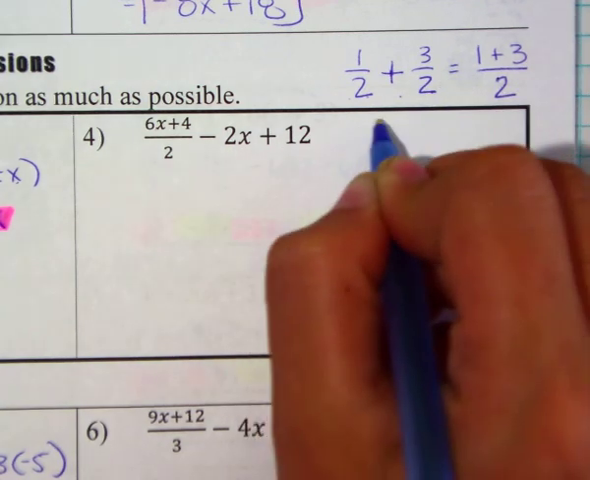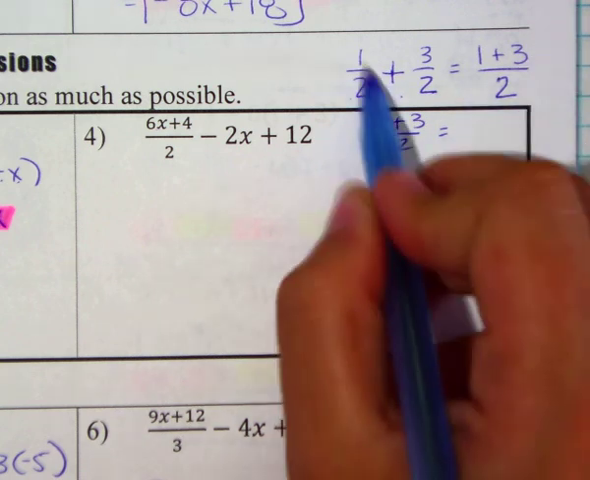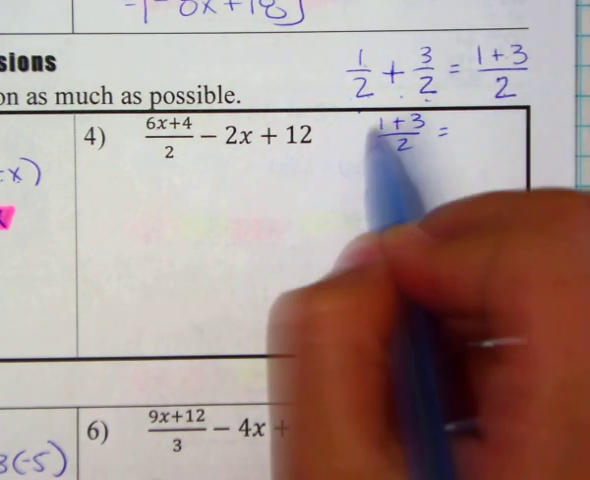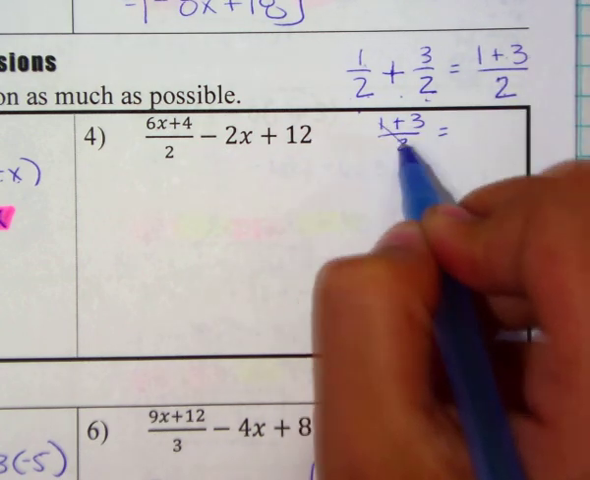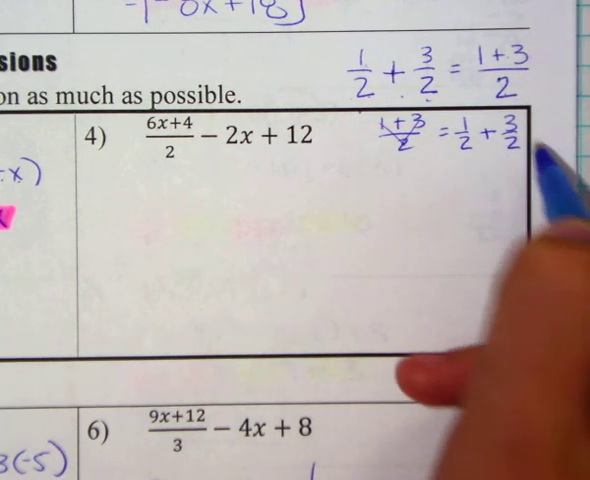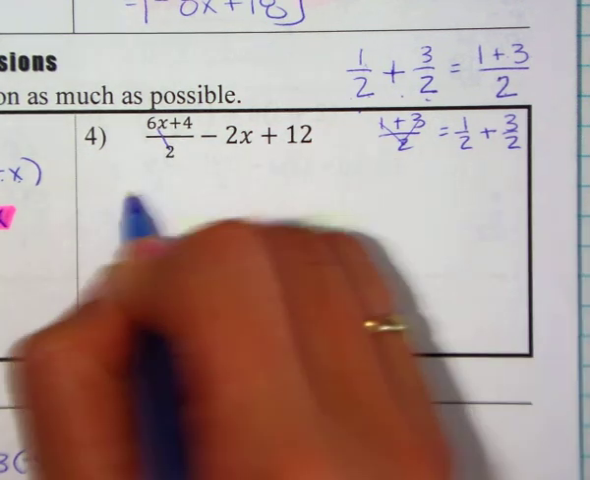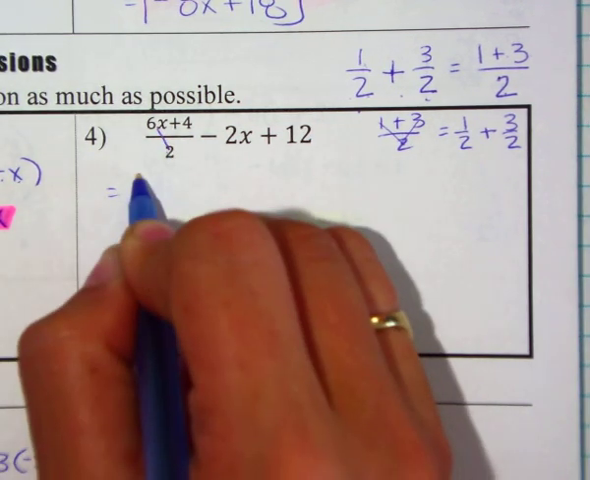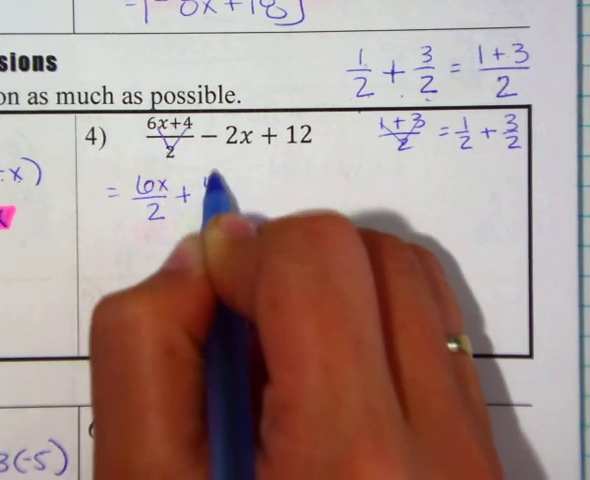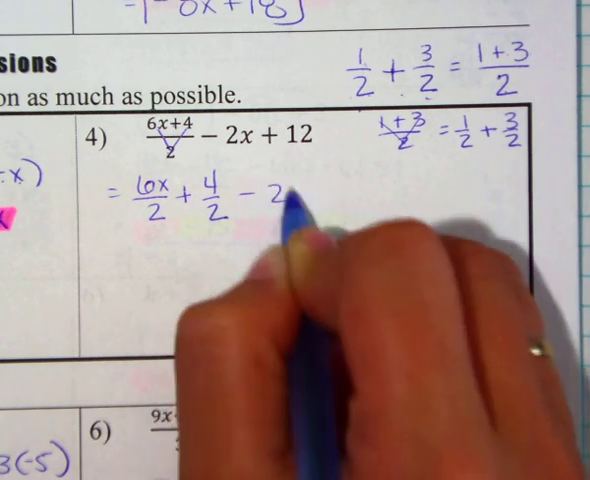With that being said, I should also be able to break this up. So if 1/2 plus 3/2 is 1 plus 3 divided by 2, then 1 plus 3 divided by 2 should be 1/2 plus 3/2, right? So you can do both. I'm going to go ahead and do this here. This will be 6x divided by 2, plus 4 divided by 2. So I can also break it up. Then rewrite everything else. Negative 2x plus 12.